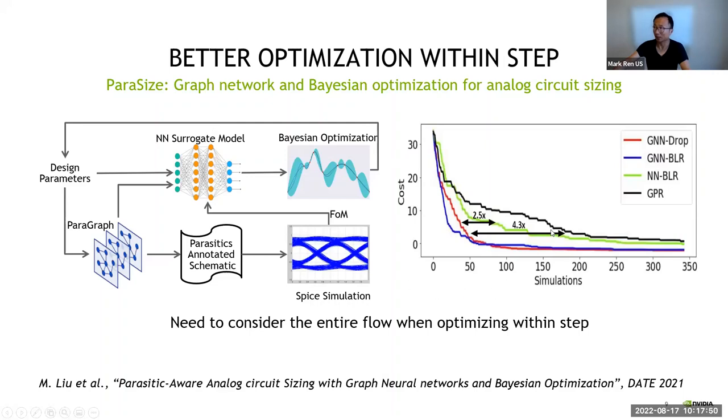And as shown in this graph, compared to other methods, the number of simulations required to optimize is dramatically reduced in the runtime. So it's much faster to optimize.